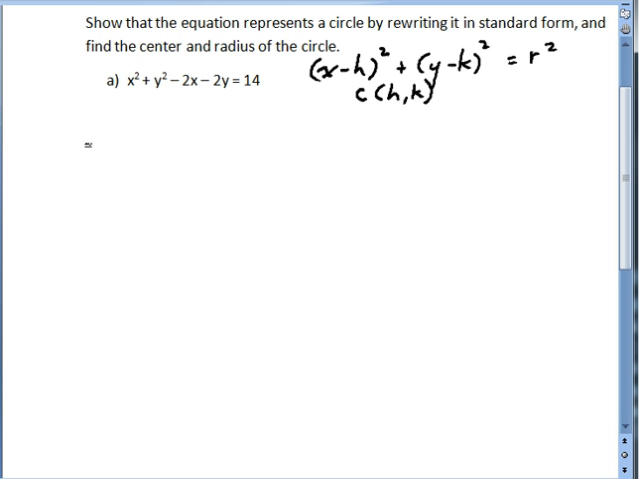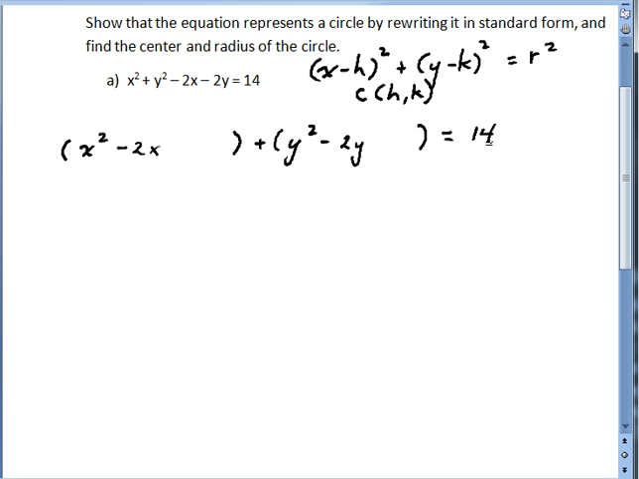I'm going to assume that you already know how to complete the square, and so the first step is to group the x squared and the x term, leaving space for completing the square, and the y squared and the y term, leaving the 14 on the right-hand side. Now, whatever we do to the left side, we're also going to have to do to the right side of the equation to keep it as a true statement.